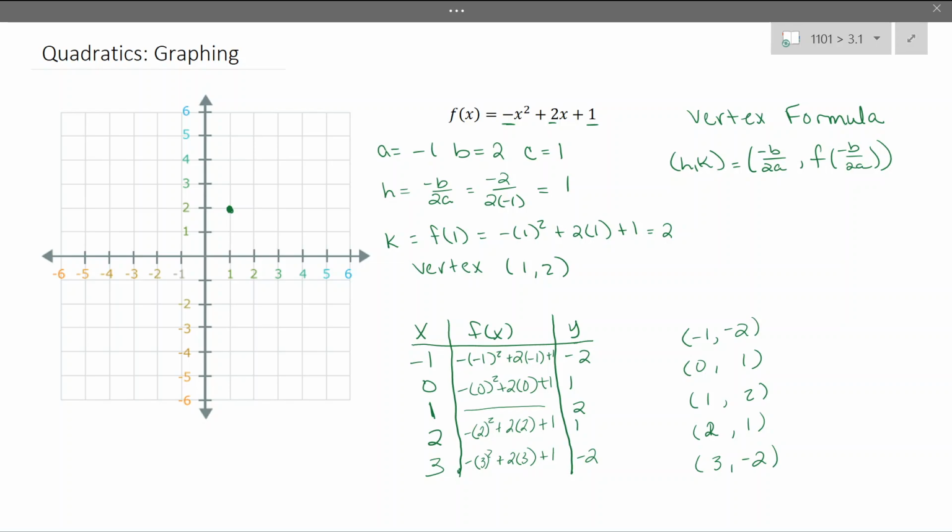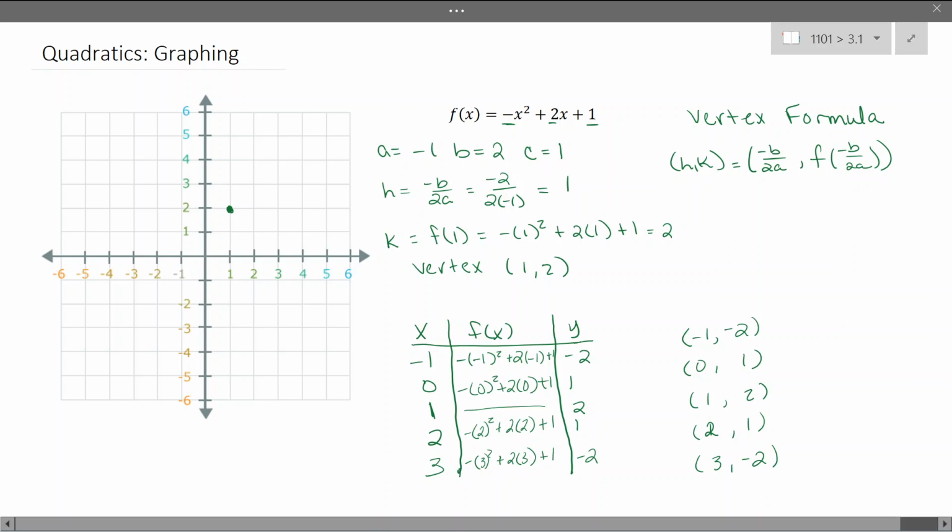So now all I need to do is plot these points and they'll show me the basic shape of my parabola. So we have negative 1, negative 2, just there, and we have 0, 1, and we have 2, 1, and we have 3, negative 2. So we have a parabola that looks basically like that.